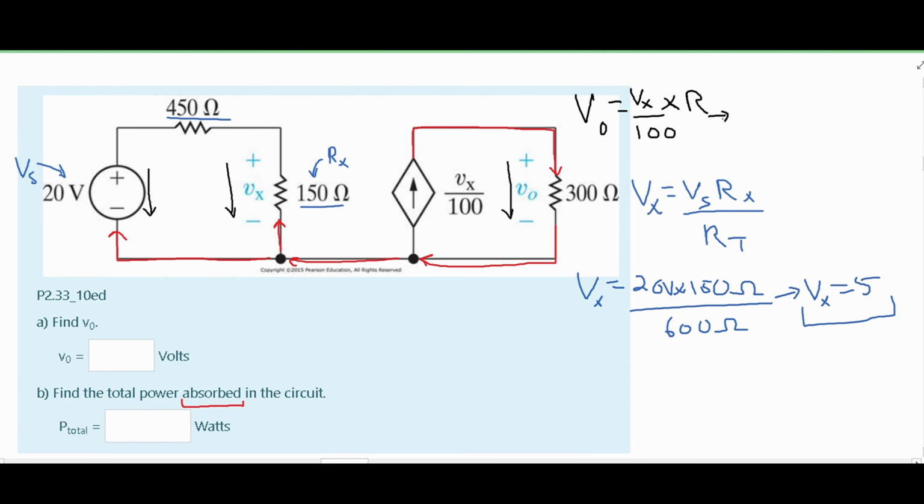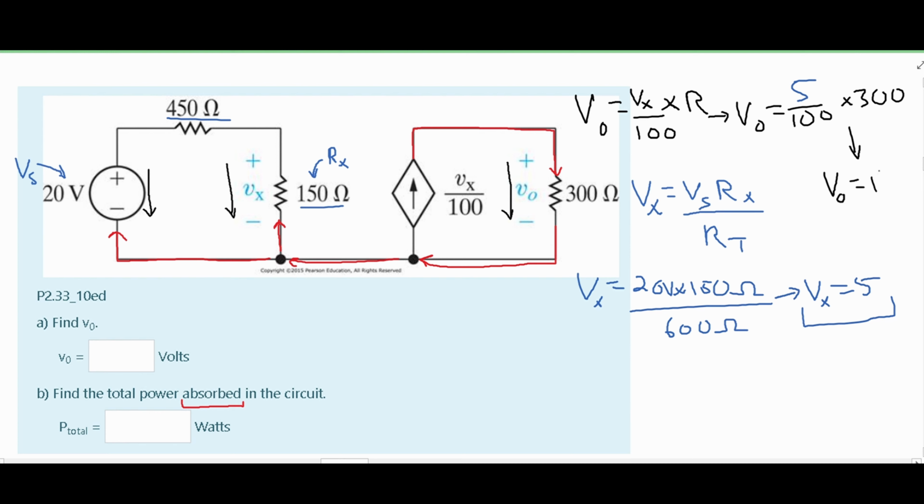We plug it in up here. We have V naught is equal to our V of X, which is 5, being divided by 100 times our resistance, which is 300. After we do this, we'll see that our V naught is equal to 15 volts. So this is the answer for the first part. We have 15 volts here.